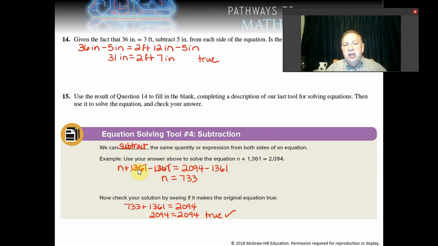So here it goes to 0, 1361 minus 1361. And on the right side, 2094 minus 1361 gives us the n. That's the only thing left on the side, and it is equal to 733. And when we solve an equation, that's what we want: the variable on one side, all by itself, equal to a number on the other side, or switched. But I need to have the variable by itself, the number by itself. And if I check this, 733 plus 1361 equal to 2094, run it through our calculator, and we still have a true statement.